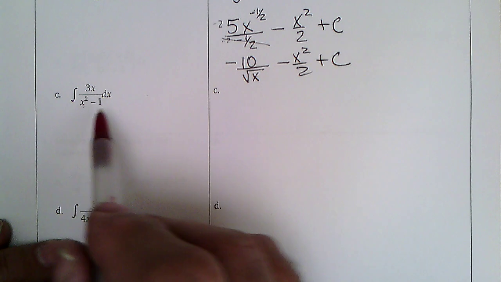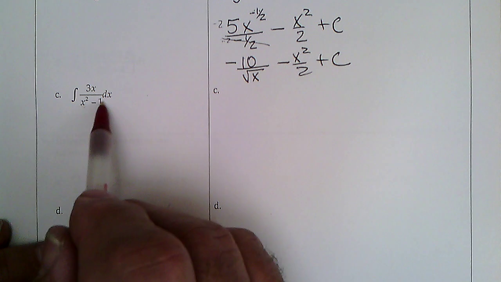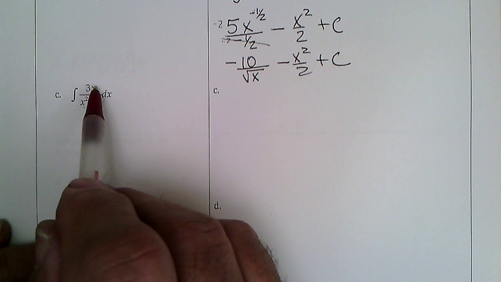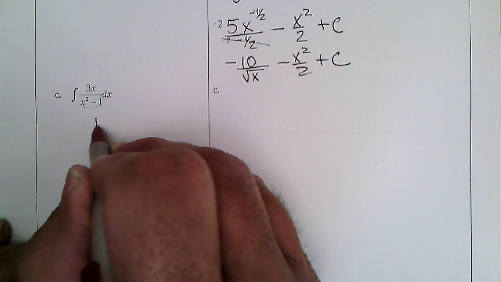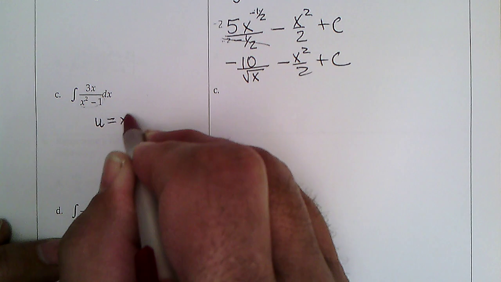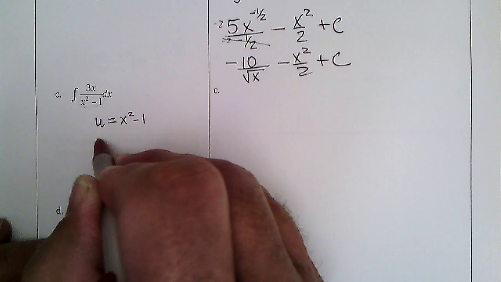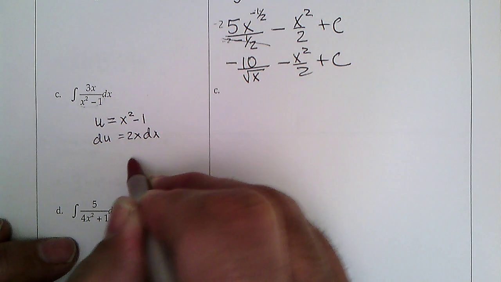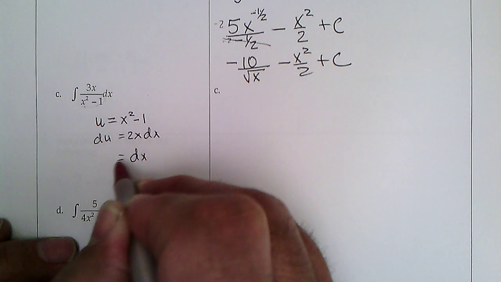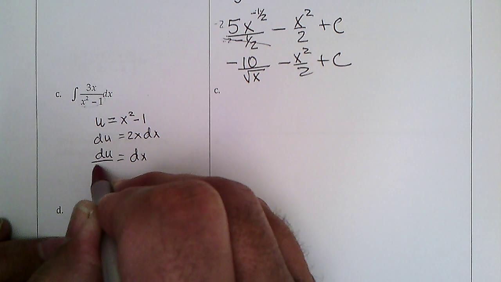All right. Looks like the derivative of this would produce a 2x, and the x's would cancel. So I'm going to do a u sub on this one. I'm going to let u equal x squared minus 1. du would be 2x dx. So dx would be du over 2x.